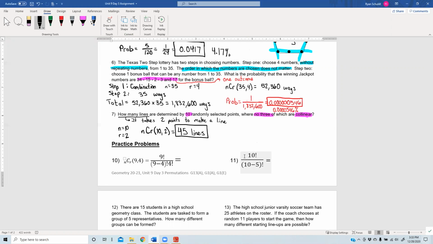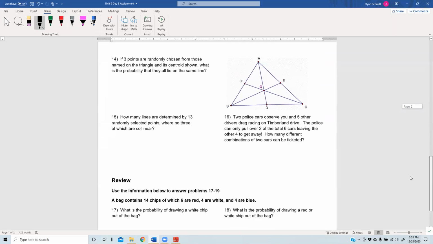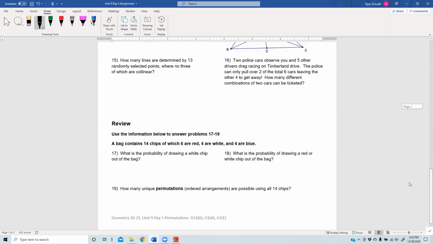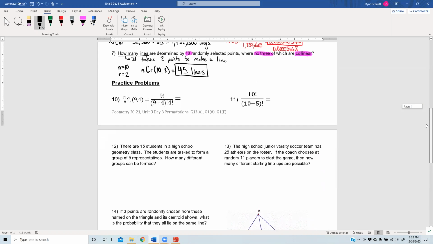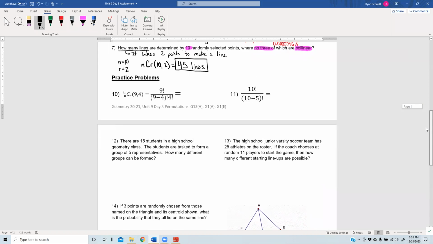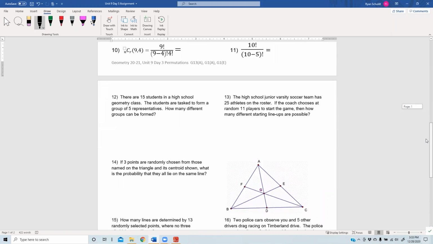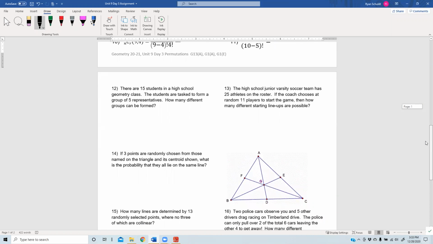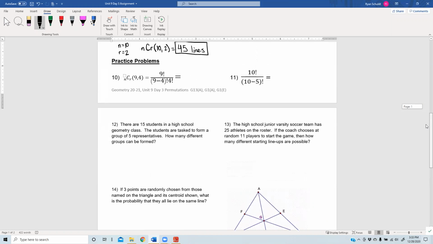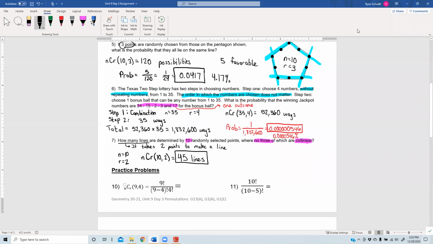Okay, so that's the guided practice. On your assignment, you have 19 problems. We just did 7 together. You only have 12 left to do on your own. They're pretty similar to the ones we just did. So jump to it. If you have questions, you know how to reach me.